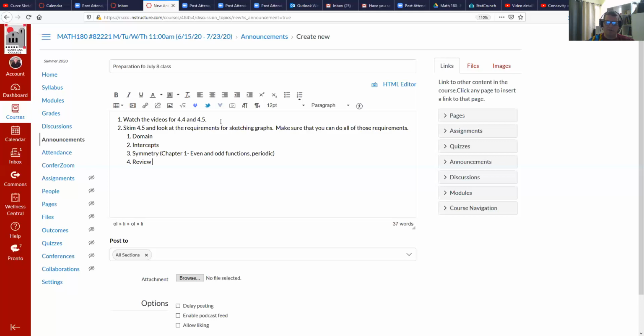Review horizontal and vertical asymptotes. And then increasing, decreasing, concavity, and that's local mins and maxes.